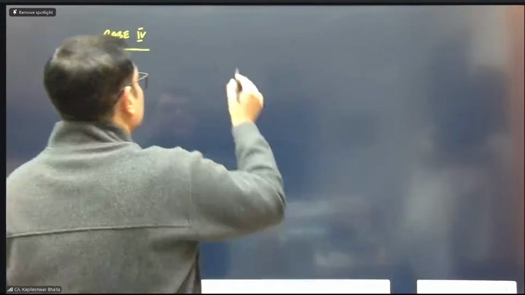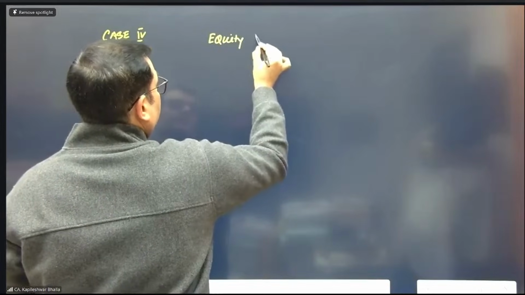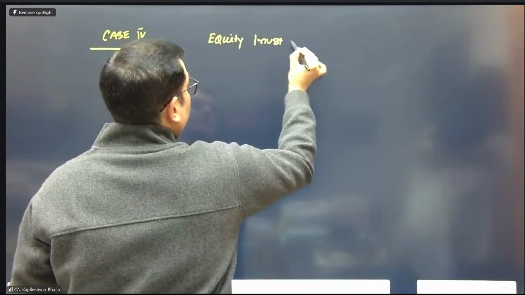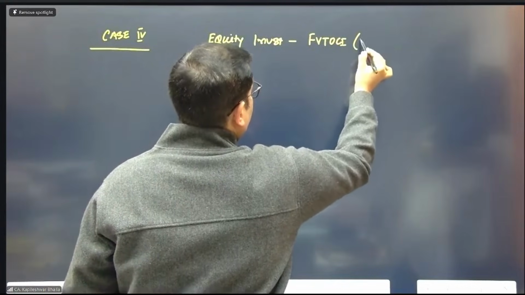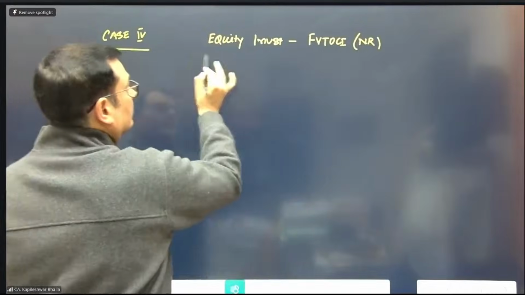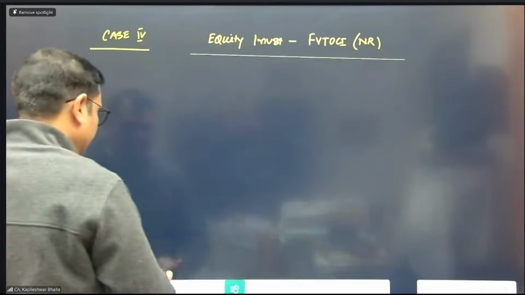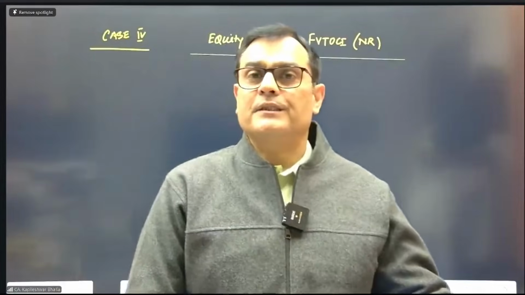So I'm taking the same data, but I'll give you the key points, what you need to connect it on. So now we're looking at equity investments at FVTOCI. That is supposed to be no reclassification. This is equity investments FVTOCI NR. Let's again see the inputs.